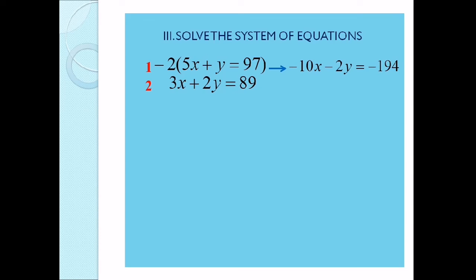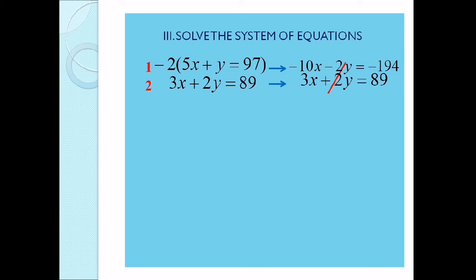So it will become negative 2 times 5x is negative 10x. Negative 2 times y is negative 2y equals negative 2 times 97 is negative 194. Again, negative 2 times 5x is negative 10x. Negative 2 times y is negative 2y. And negative 2 times 97 is negative 194. Then we just copy the second equation, which is 3x plus 2y equals 89.